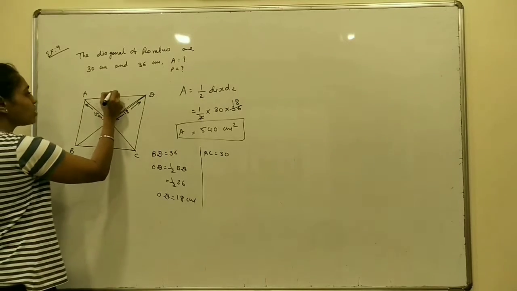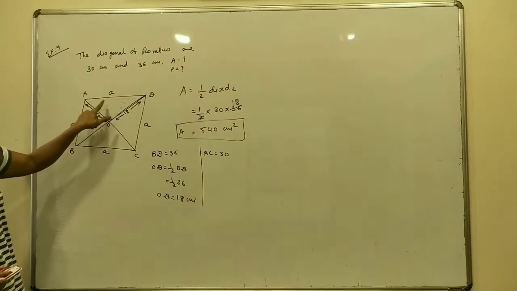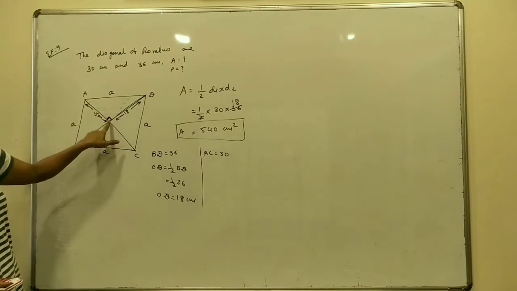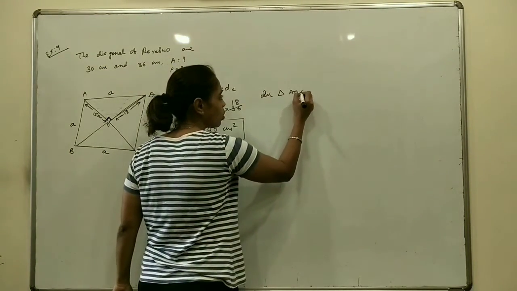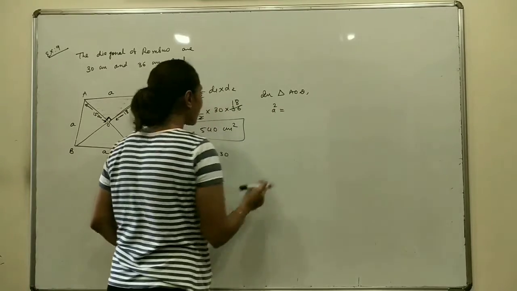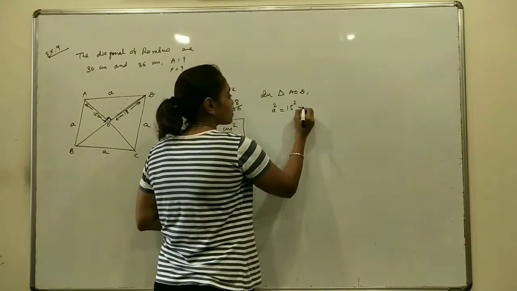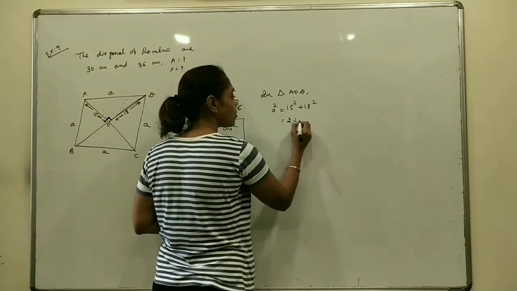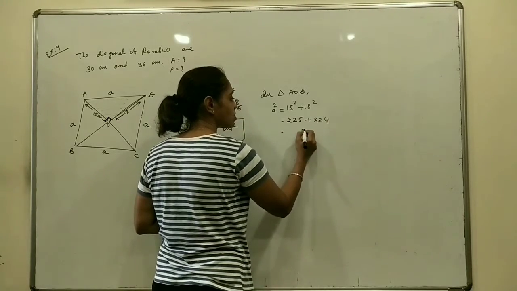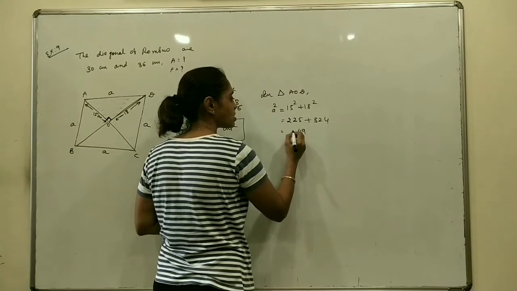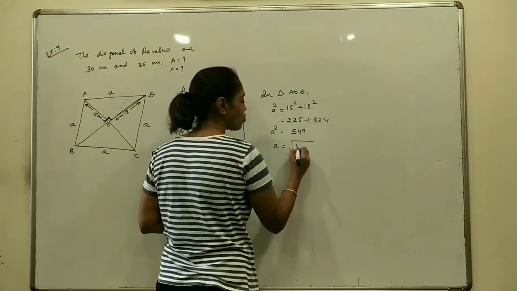Let the equal side be A. All the four sides are equal. Apply Pythagoras theorem in triangle AOD because it's a right angle triangle. So in triangle AOD, A square equal to 15 square plus 18 square, 225 plus 324. 549. A equal to root of 549.